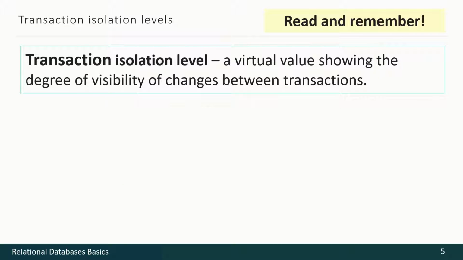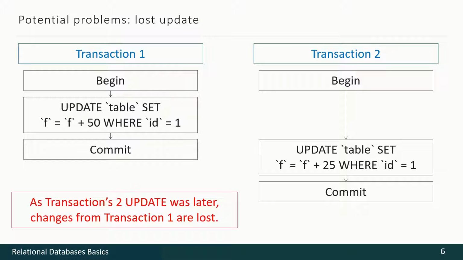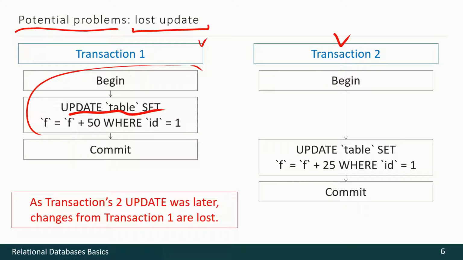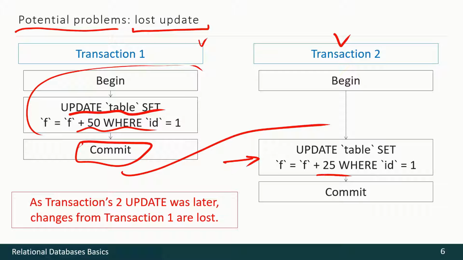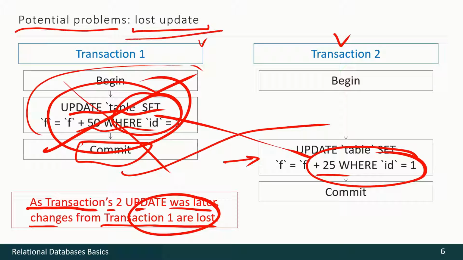All databases have a transaction isolation level, a value showing the degree of visibility of changes between transactions. This is how it looks. We shall start with a description of potential problems, and the first problem is lost update. It happens when two transactions are working simultaneously and the first transaction updates some information, then it is finished, and only then the second transaction updates the same data. So the second transaction's update was later, and the changes from transaction 1 were lost. This is the lost update.